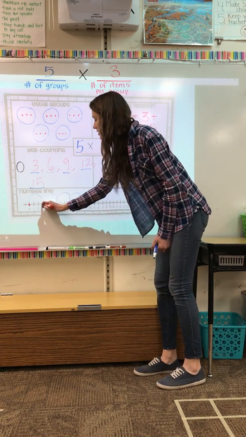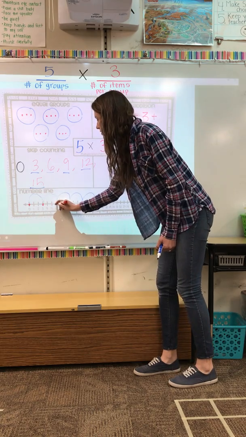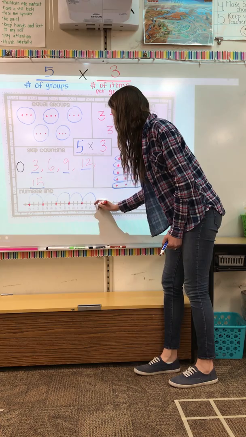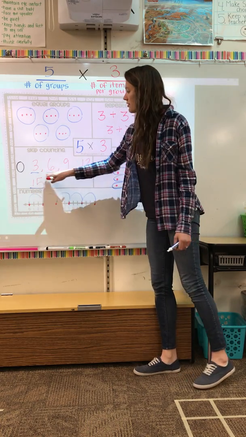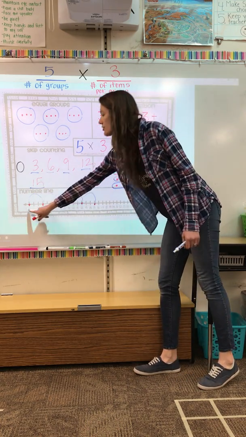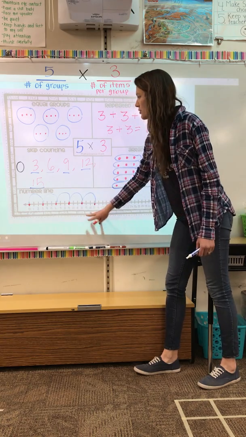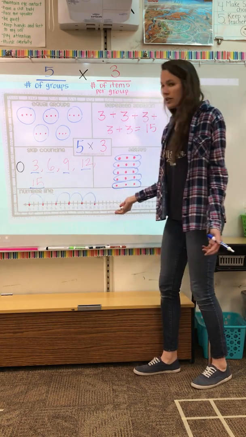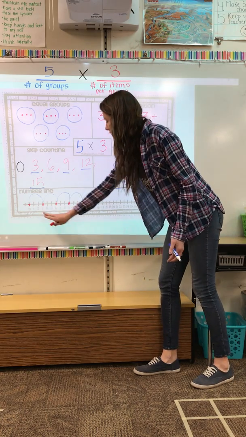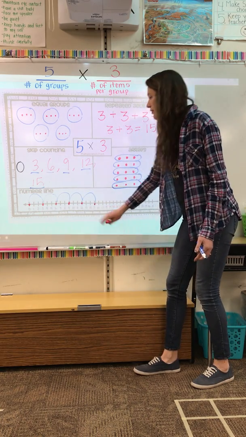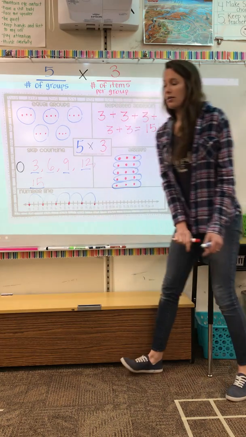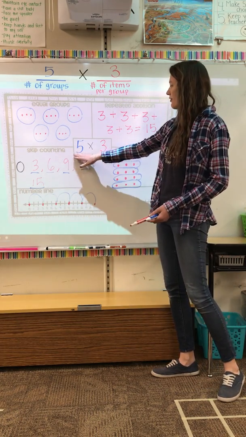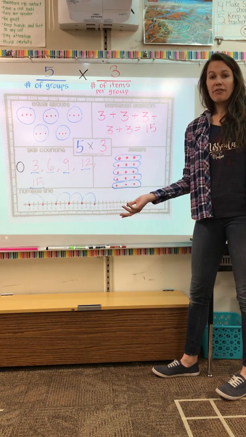That might be easier to do so you can know where you're jumping to. So I can put my dots on each jump. And remember, the numbers that you skip count to, that is where your dots are going to go on your number line. So my skip counts are 3, 6, 9, 12, and 15. The dots on my number line are 3, 6, 9, 12, and 15, with starting at 0. And again, the number that I land on is my answer. So 5 times 3 is 15.